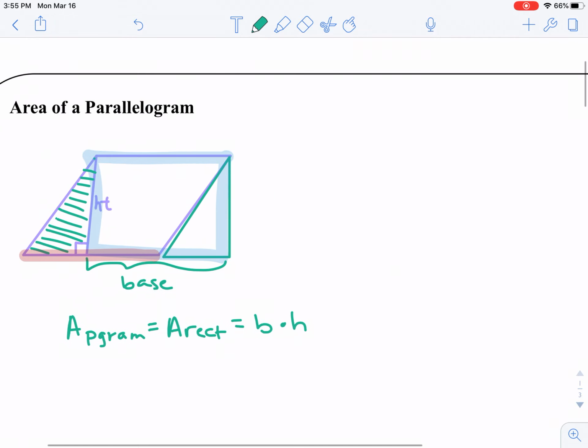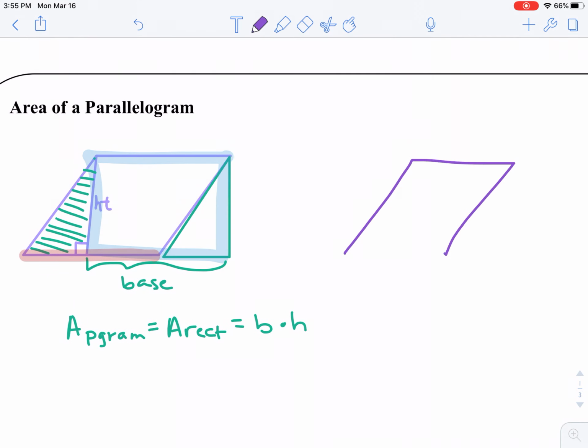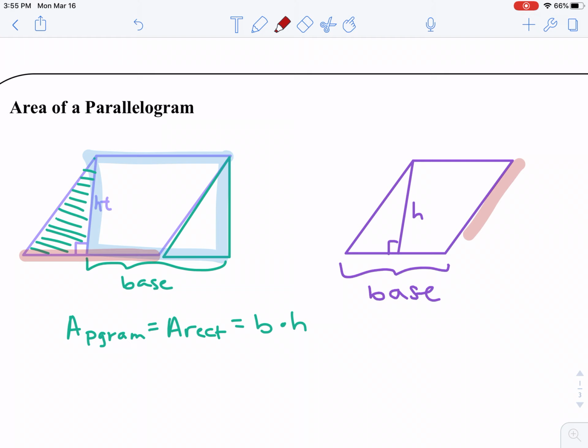Now, when you are looking at a parallelogram, it's just important that the base is going to be pretty easy to see if you have it oriented this way. And the height has to always be that perpendicular height. It is not this slant height over here. It's the perpendicular height. And that's why it's the same as our area of a rectangle.